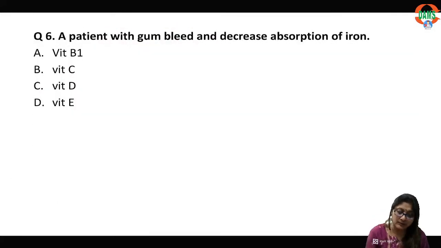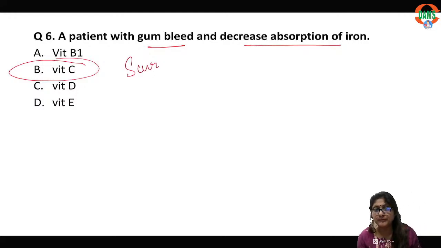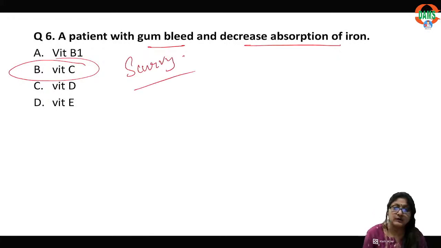Next question was talking about gum bleeding and decreased absorption of iron. The answer is going to be vitamin C deficiency, because vitamin C deficiency results in a lack of collagen formation and blood vessel fragility. So that is the reason for gum bleeding. And decreased iron absorption is something interesting. Vitamin C helps in iron absorption. How?